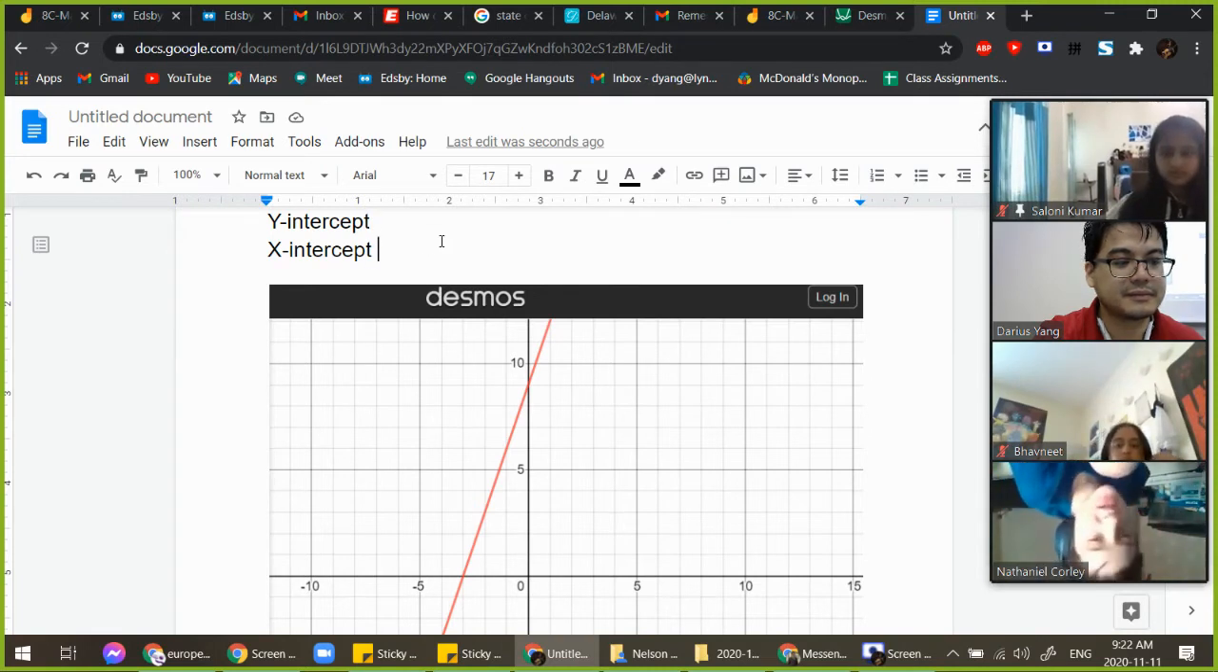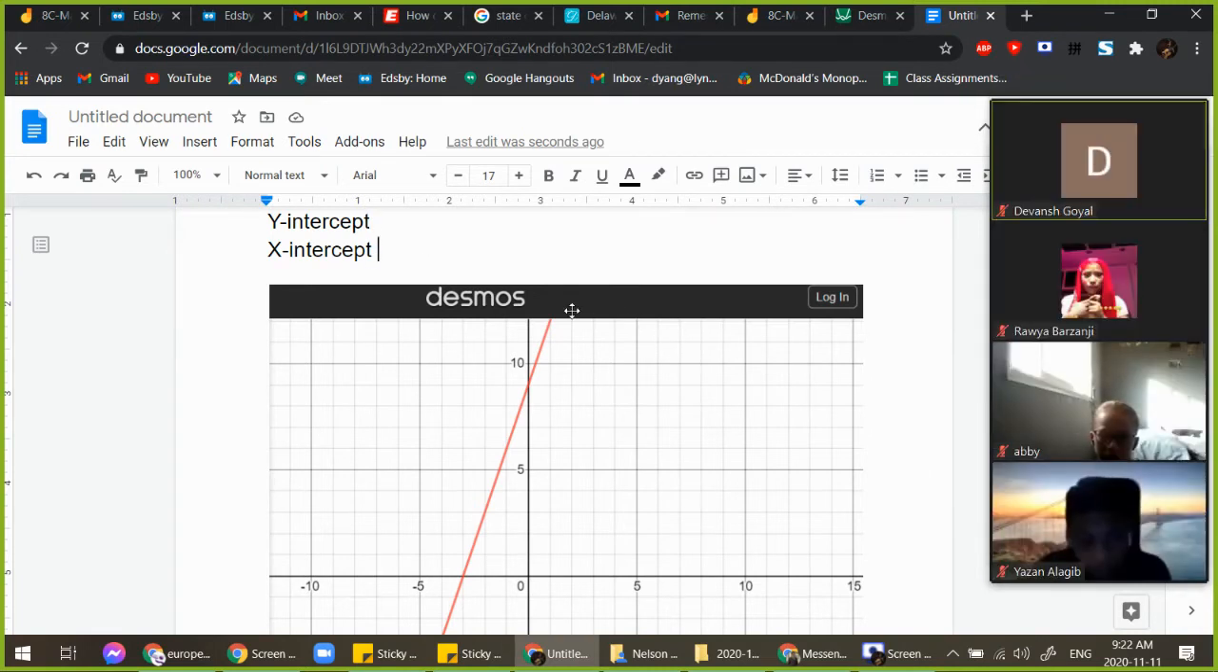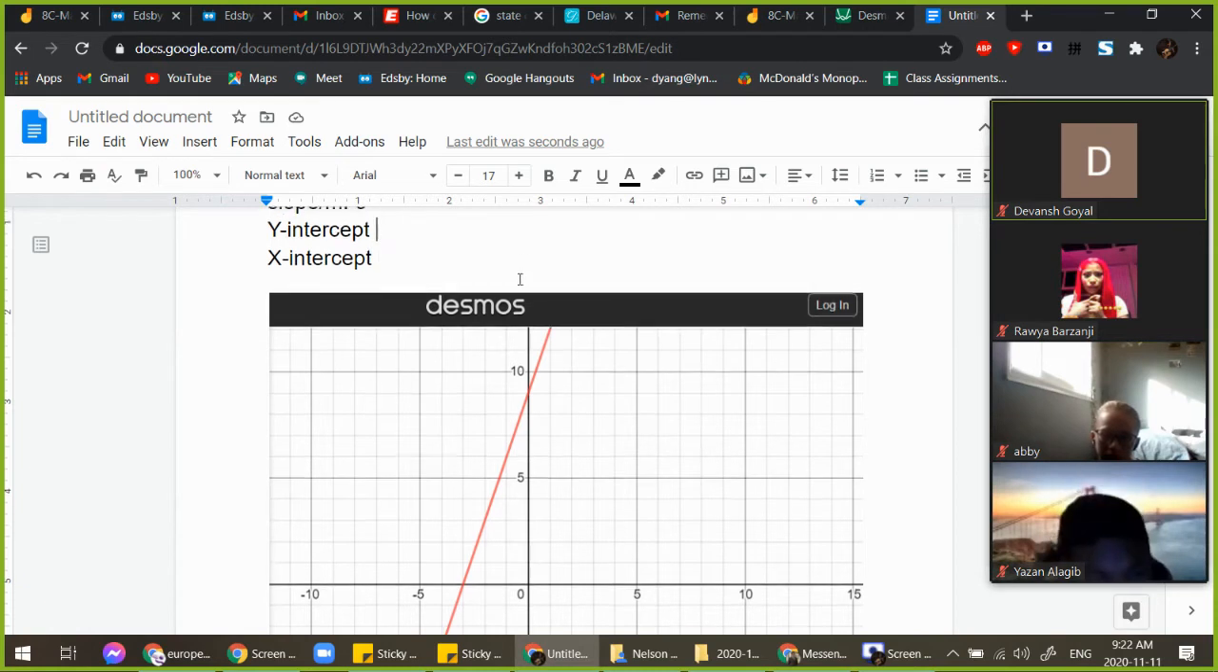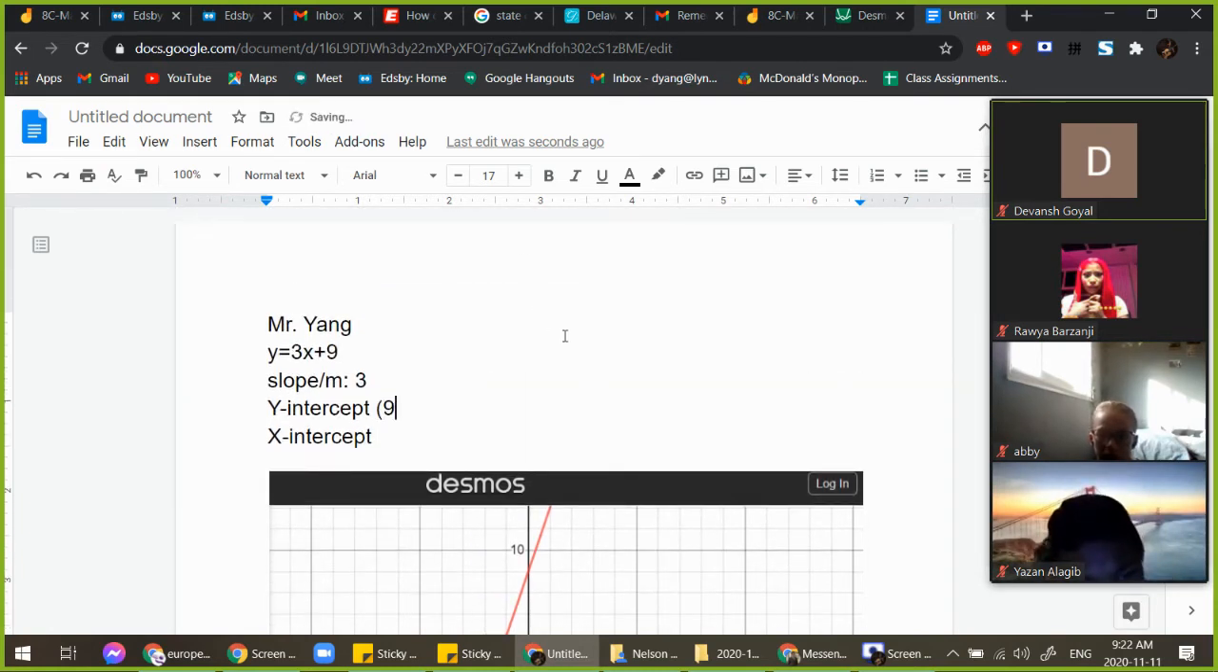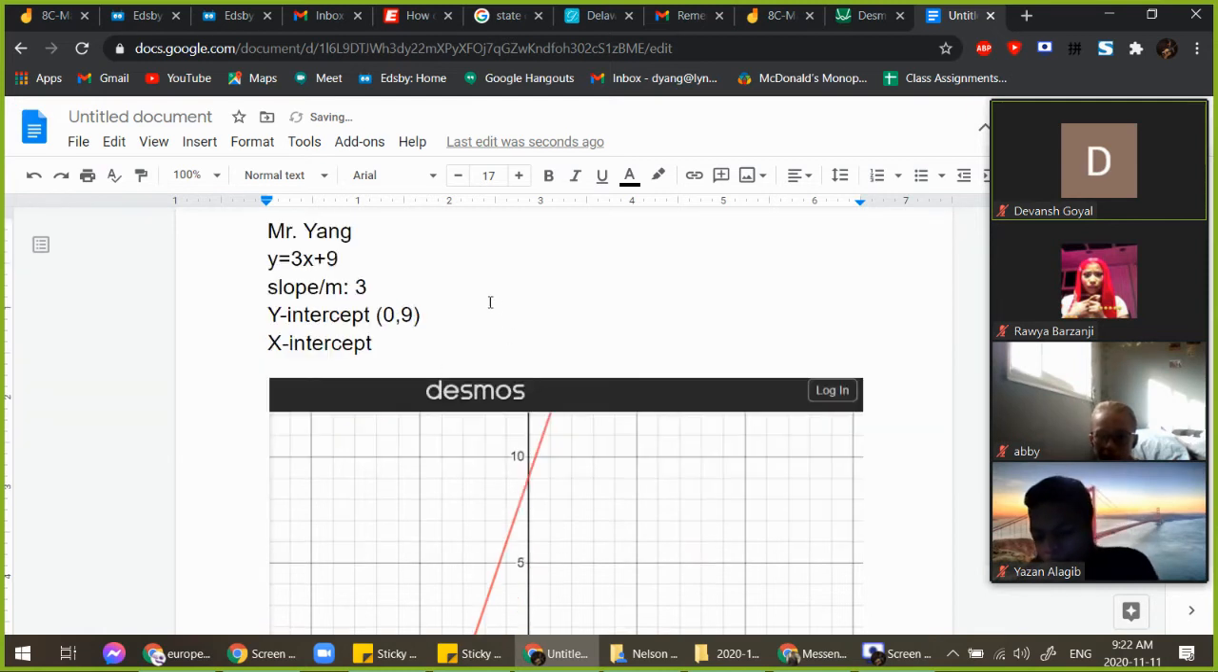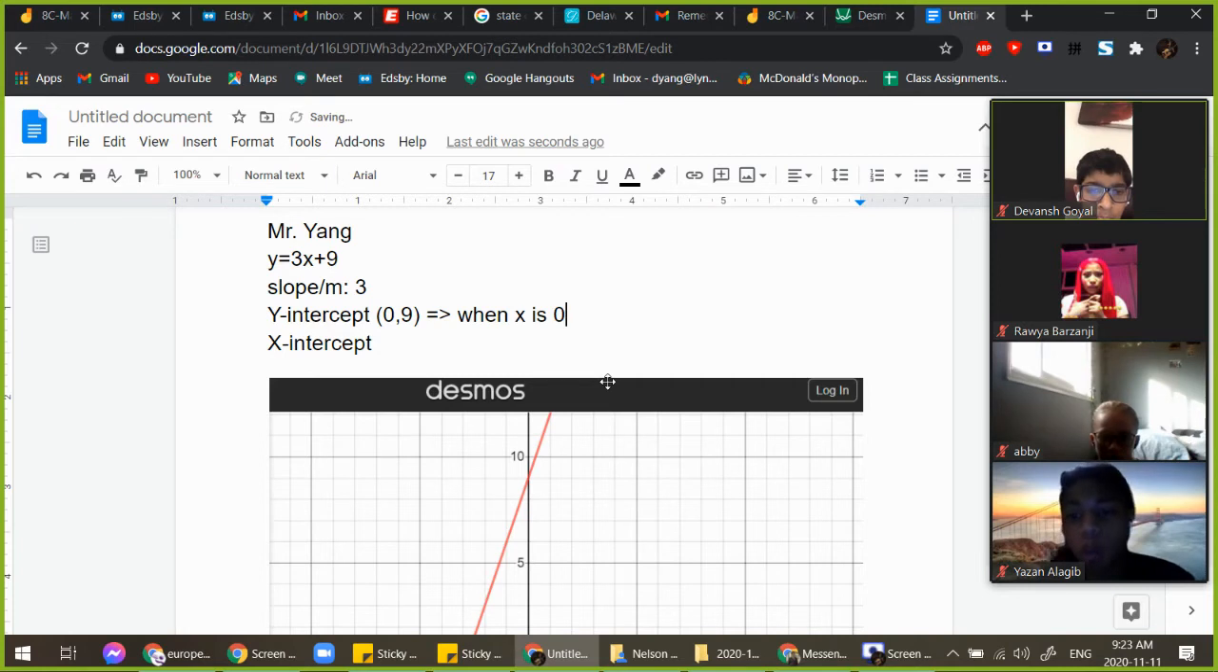The y-intercept is 9, 0. Okay, 0, 9. So how did you come up with 0, 9? Because b represents the y-axis. So y-intercept is really when x is 0.